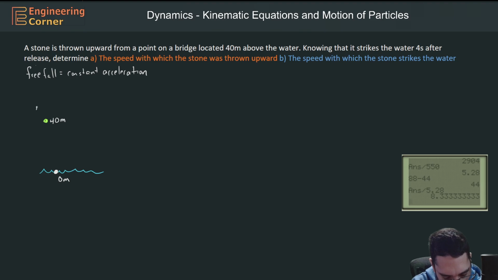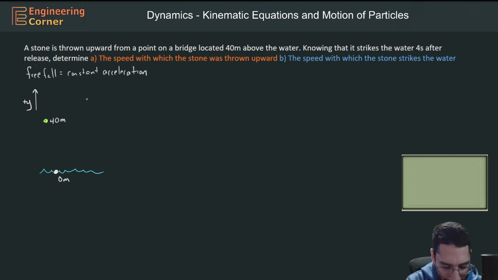I'm going to define upward to be my positive y direction, and this is important. Up is my positive y direction. I could have defined down to be positive y, but then my signs would have to change on my 0 and 40. This would be 0 and this would be 40. But if I define y to be positive up, gravity always acts downward. So since gravity is acting downward, gravity is going to be equal to minus 9.81 meters per second squared.